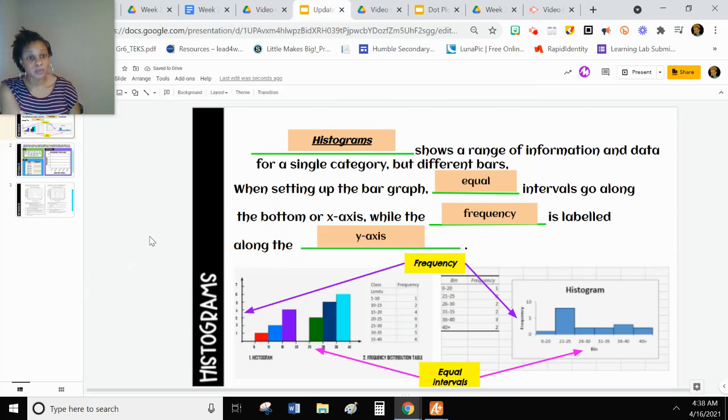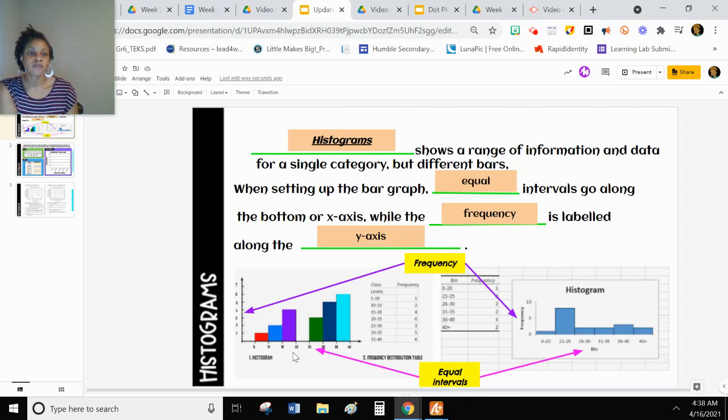So below we have some pictures of histograms, and a histogram looks like a bar graph except the bars are next to each other. There are no spaces unless there's some data missing. So make sure you look, the frequency, the number of times it occurs is always on your Y, and then on your X, you want to make sure that you have equal intervals.